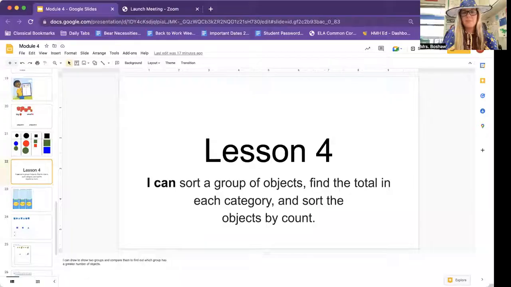What does that mean by count? Well, I'm glad you asked. I will show you. Lesson 4, Module 4, Lesson 4. I can sort a group of objects, find the total in each category, and sort the objects by count. That's what we're doing today.